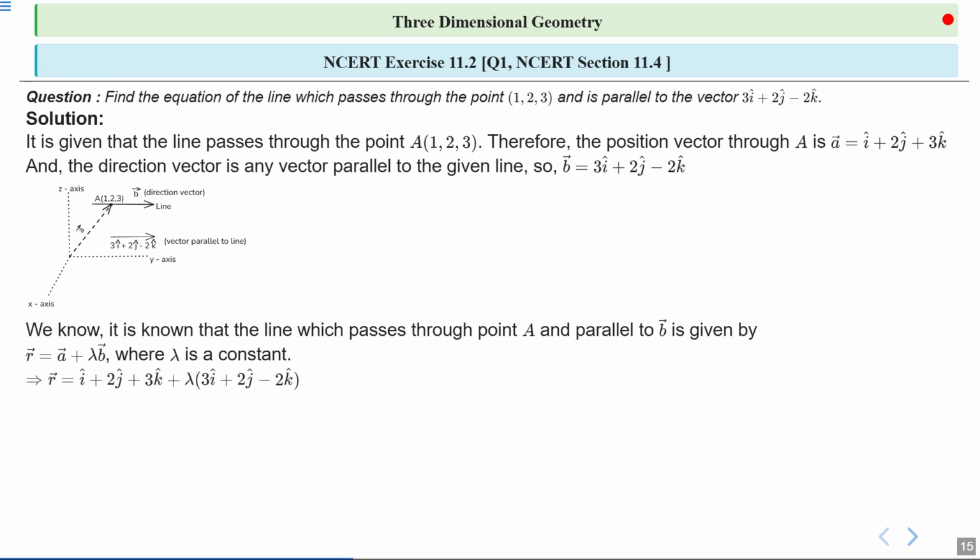Now let's substitute the values we have into the equation. So vector r equals i cap plus 2j cap plus 3k cap plus lambda times (3i cap plus 2j cap minus 2k cap). So this is the final answer. The equation vector r equals i cap plus 2j cap plus 3k cap plus lambda times (3i cap plus 2j cap minus 2k cap) is the equation of the line passing through the given point A (1, 2, 3) and parallel to the vector 3i cap plus 2j cap minus 2k cap.